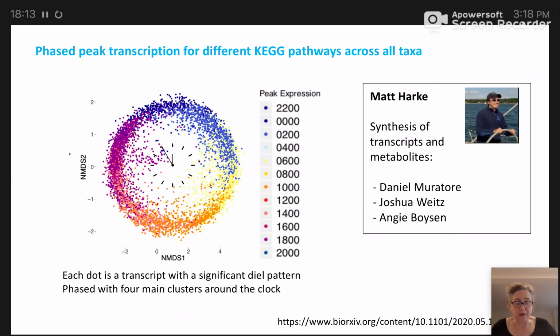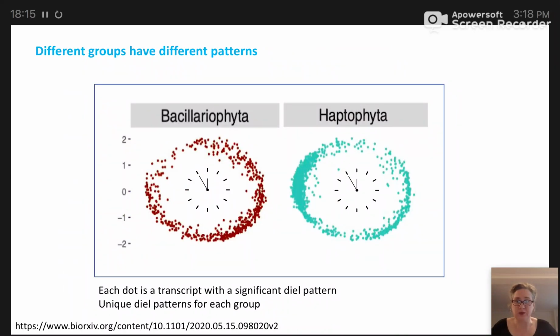And the short answer to that is yes, they do different things. So this is the same kind of projection where each of the dots represents a transcript, but this time, instead of color coding it by time of day, we've just pulled out all of the signals for the diatoms and for the haptophytes. And you can see right away that different groups have different patterns. The E. huxleyi signal is embedded in this, and you can see that this haptophyte pattern around that circle does not look the same as the diatom signal.